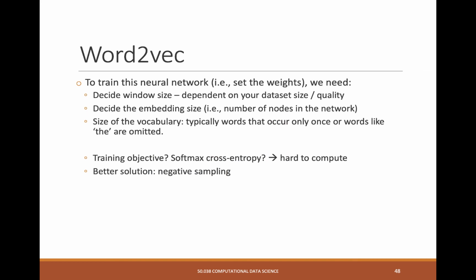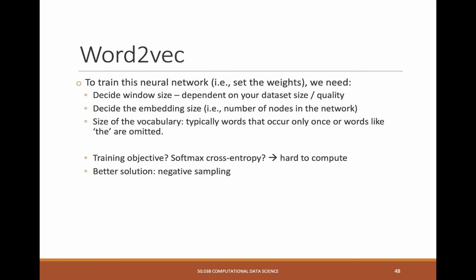Now, to train this neural network or set the weights, we can decide the window size. That is depending on your dataset size or the quality of your dataset. You need to set or decide the embedding size, which is the size of your hidden layer. How many nodes are there in the hidden layer? And that will determine how big your vector is that you use to represent your word. What's the size of your vocabulary?